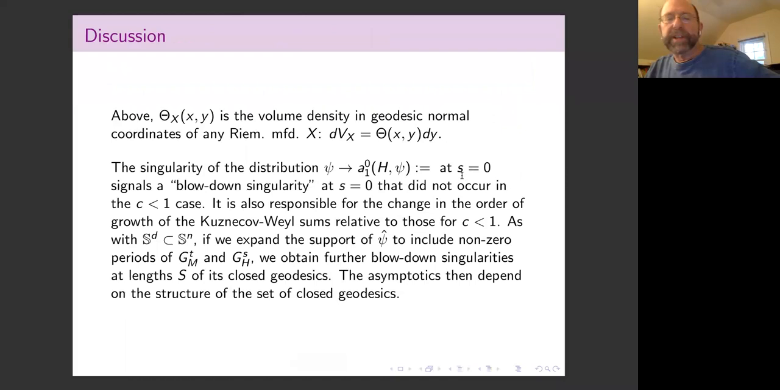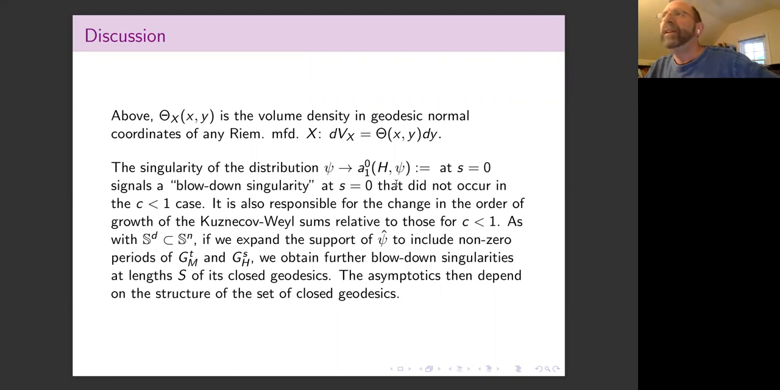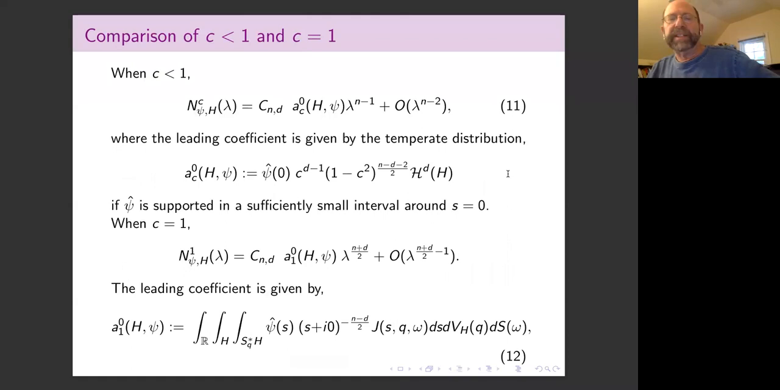So the reason why you get this integral rather than just psi hat of 0, why you get this singularity at s equals 0, is due to the fact that you have a kind of blowdown singularity in the relevant Lagrangian manifolds when s is equal to 0. Those blowdown singularities do not occur when c is less than 1. So in order to avoid using integral operators adapted to blowdown submanifolds, I just worked them out using parametrices.